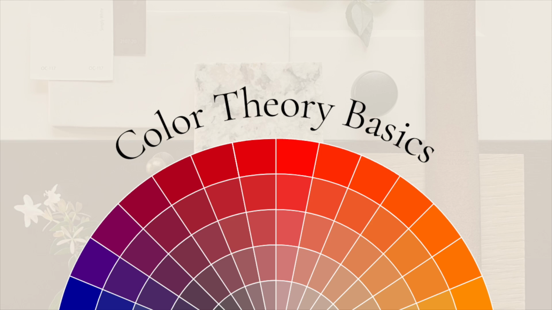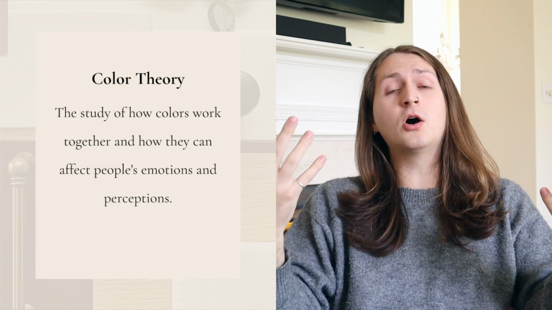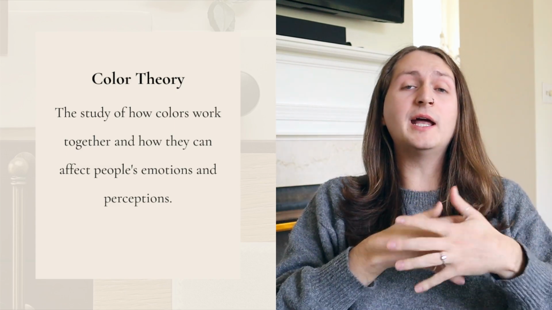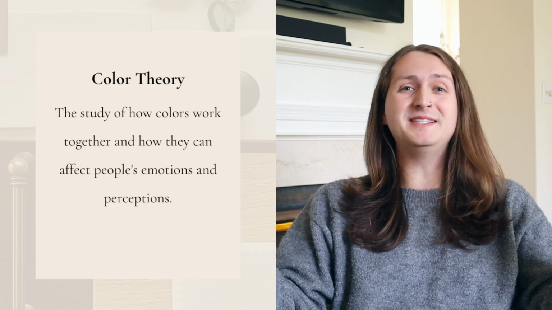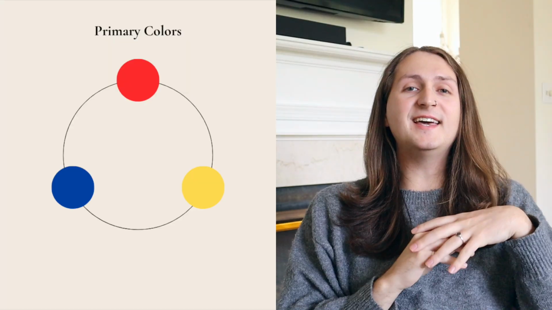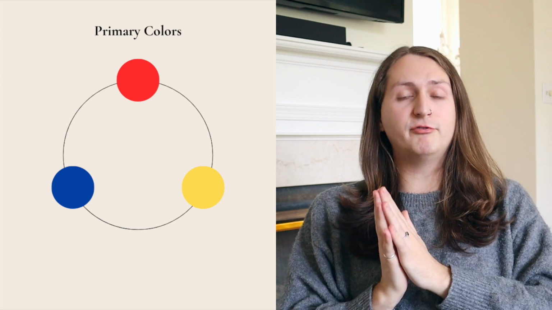Let's first dive in to color theory. Color theory is basically the science and art of color. It explains how colors interact with one another and how they can be used to create beautiful, aesthetically pleasing spaces. Looking at the color wheel, we have 3 different categories of color, and these are primary colors: red, yellow, and blue. They are the colors that every other color on the color wheel derive from.